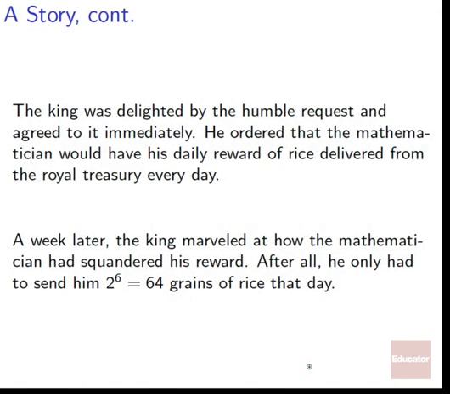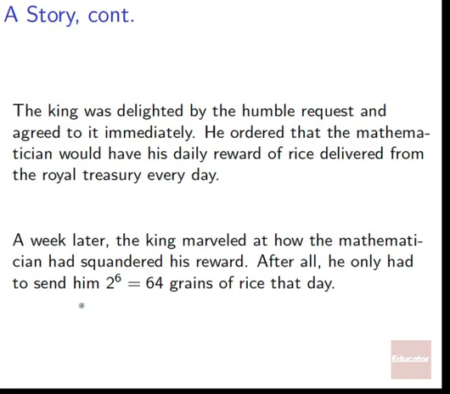The king was delighted by the humble request and agreed to it immediately. Grains of rice? I mean, come on. You can get a lot of grains of rice on a single chessboard. It'll be very easy, he thought. He ordered that the mathematician would have his daily reward of rice delivered from the royal treasury every day. A week later, the king marveled at how the mathematician had squandered his reward. After all, he only had to send him 2 to the 6th equals 64 grains of rice that day.